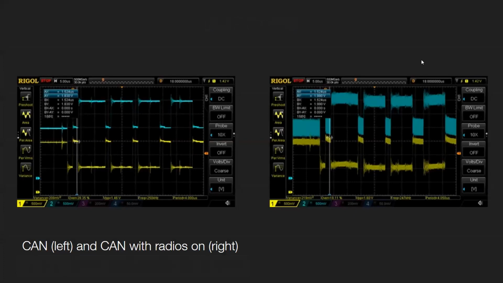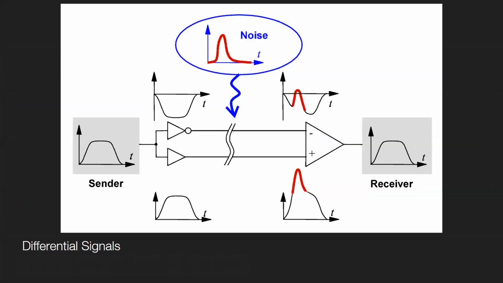This is where differential communication protocols are really useful, because this noise is introduced on each of the wires in the differential communication protocol the same way. So it's called common mode noise. When you have a differential signal, you usually have two complementary signals. If one's a high signal, the other one's a low signal, and they get subtracted at the receiver. Then the difference between them will be equal to the original signal, basically.